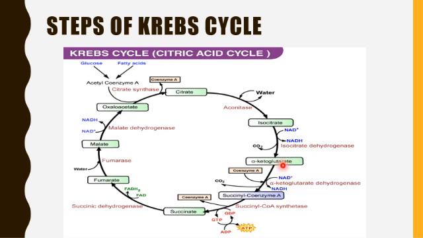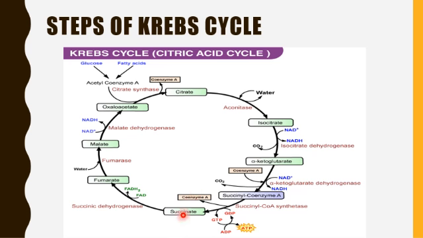This alpha ketoglutarate undergoes dehydrogenation in the presence of the enzyme alpha ketoglutarate dehydrogenase as well as the decarboxylation by removing the CO2 and addition of coenzyme A, and they result in the formation of succinyl coenzyme A. The succinyl coenzyme A undergoes the phosphorylation to form the GTP in the presence of the enzyme succinyl coenzyme A synthetase. CoA is released and we form succinate.